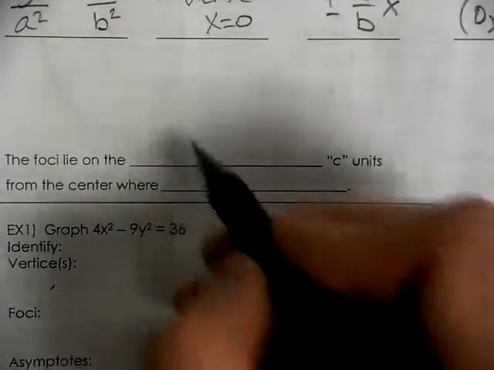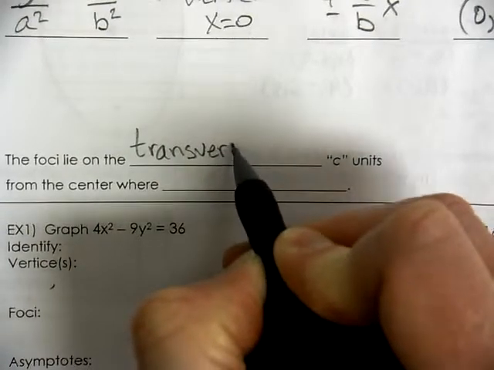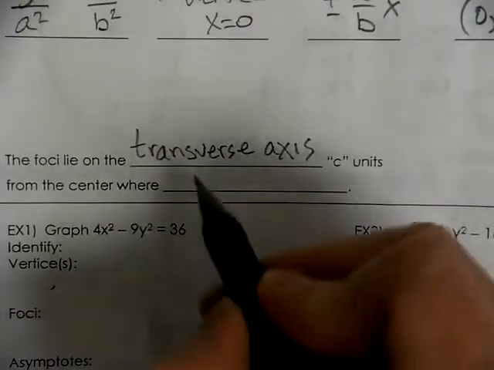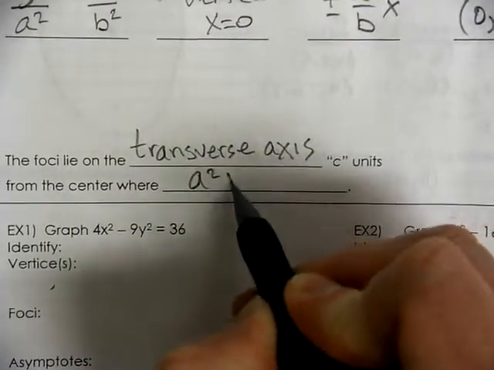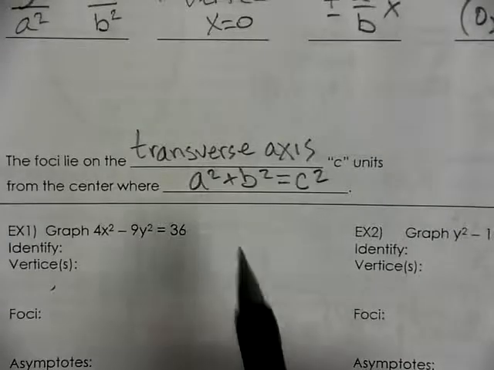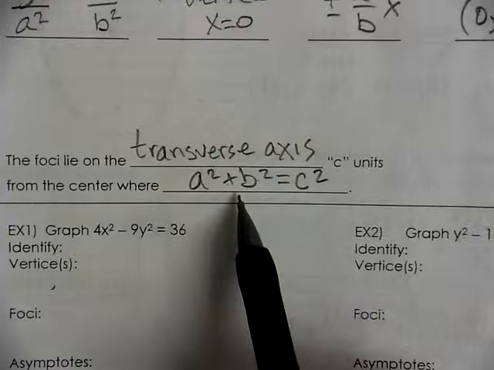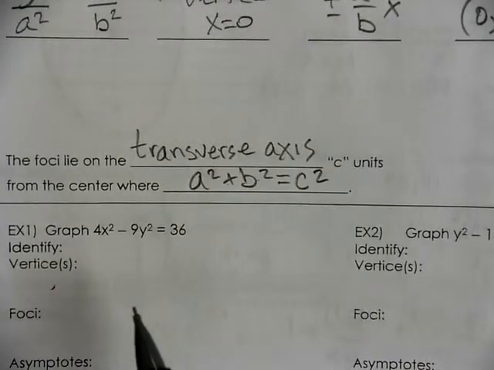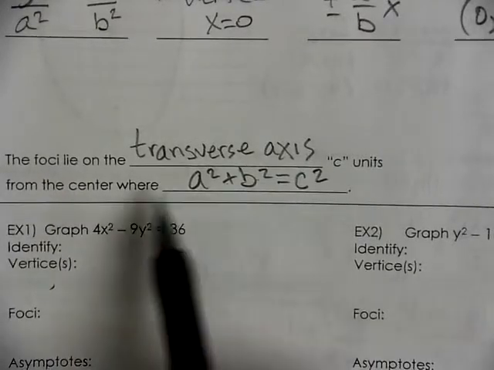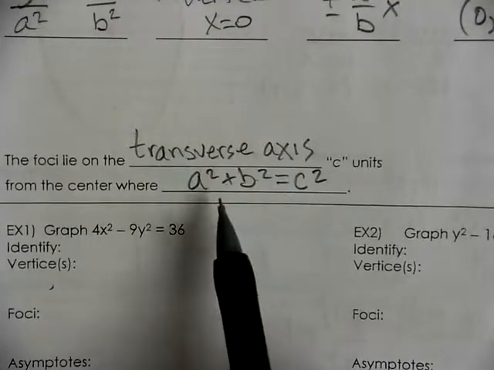The foci lie on the transverse axis, and their relationship is a squared plus b squared equals c squared. If you remember, the ellipse was a squared minus b squared. The equation has a plus for an ellipse, but here for a hyperbola, the equation has a minus, and to calculate where the focus is located, the c value, you would add them.